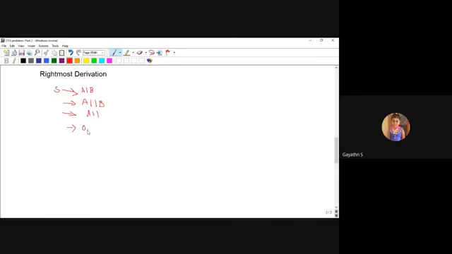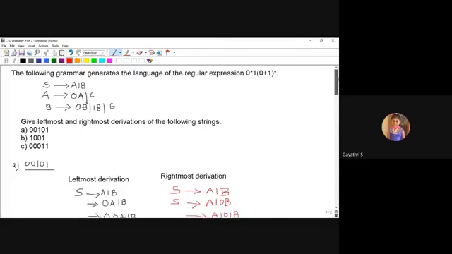So for this A, 0A, right? So again for this A, 0A. Again for this A, 0A. For this A, again epsilon. Okay, almost the string is reached. So this problem is almost over. This is your textbook problem, very easy one. So the derivation part, leftmost derivation, rightmost derivation, is almost over.